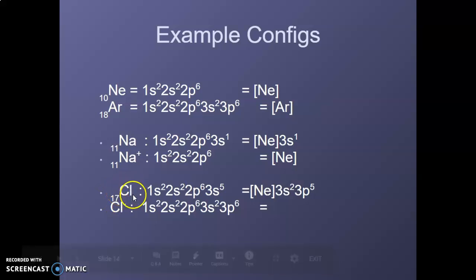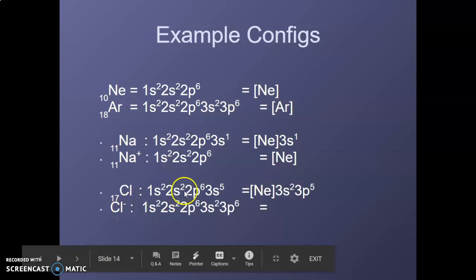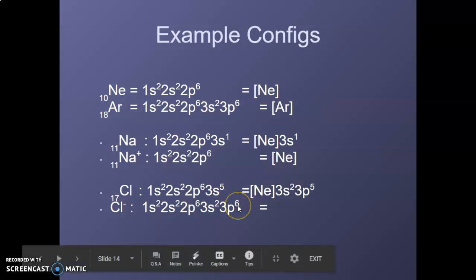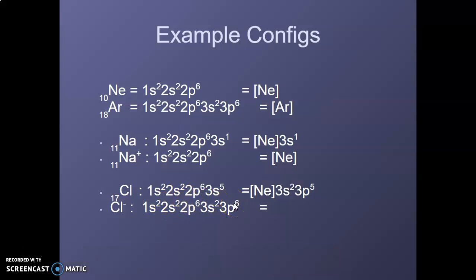When chlorine turns into chloride ion, it gains an electron. So it no longer has 17 electrons, now it has 18 electrons, and that new electron is this 3p6 electron right here. So take a look. Chloride ion would now have 2, 2, 6, 2, and 6. That adds up to 18 electrons.